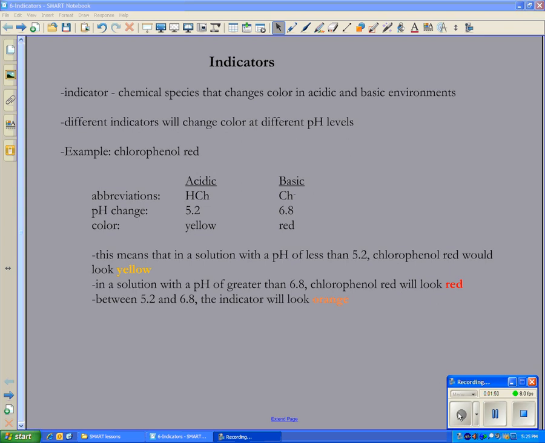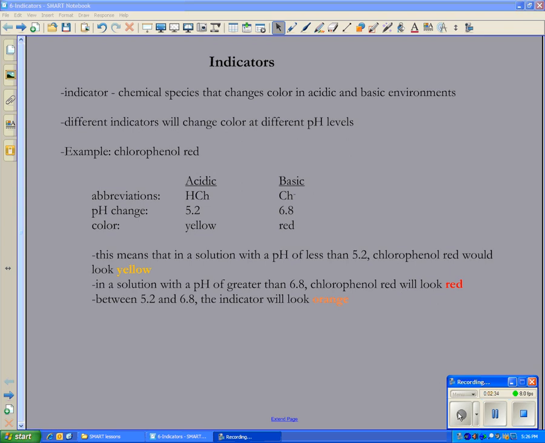So the first number that it gives you, 5.2, is the lower level, and the 6.8, the second number, is the upper level. The colors that are in the next column are the colors that are associated with those pH values. So at a pH of 5.2 and lower, chlorophenol red looks yellow. But at a pH of 6.8 or higher, chlorophenol red is going to look red. So below pH of 5.2, chlorophenol red looks yellow. And in a solution that is pH of greater than 6.8, chlorophenol red will look red.